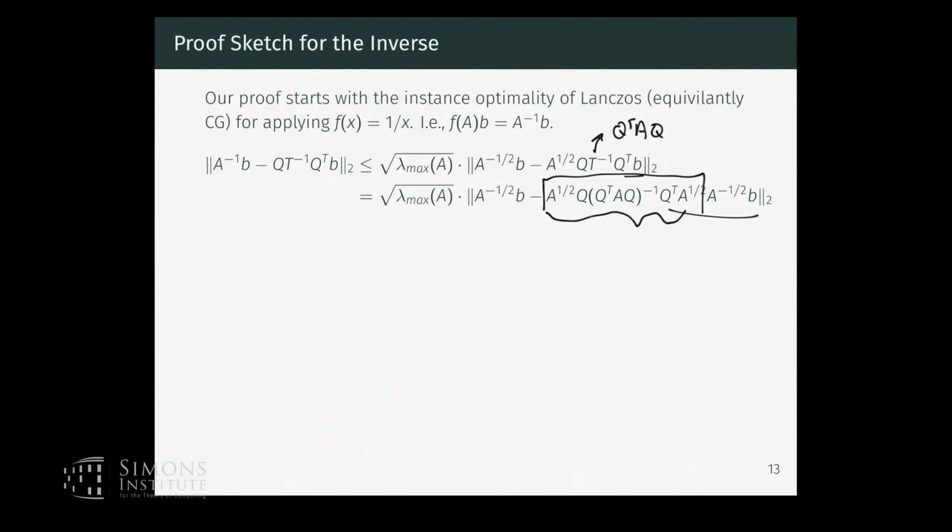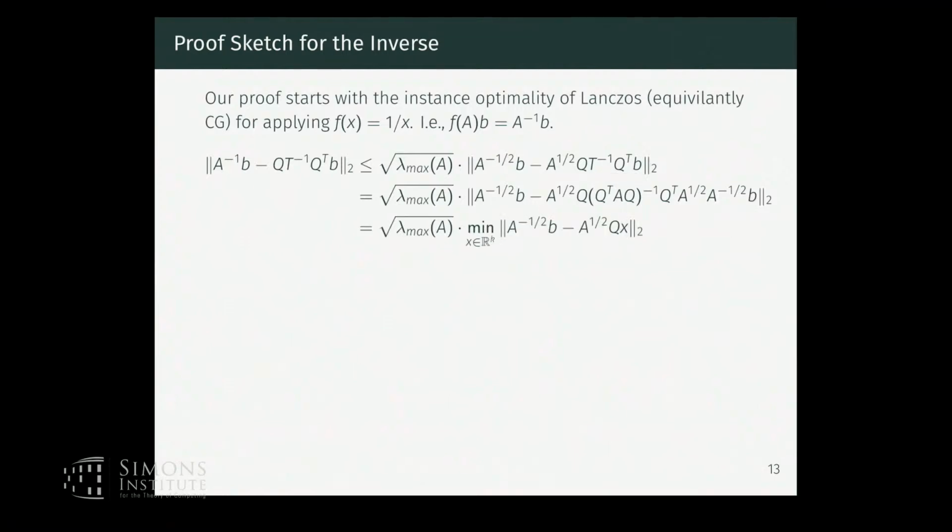So this here is actually an optimal solution to a linear regression problem. I can write this as the min of A to the 1/2 Q times x minus A to the negative 1/2 B. This is an A norm projection onto the Krylov subspace, but I didn't want to really use the A norm. If I just multiply through again by A to the negative 1/2, I lose this 1 over square root of lambda min, but I get the actual best approximation to my system in the Krylov subspace, which is what I wanted.